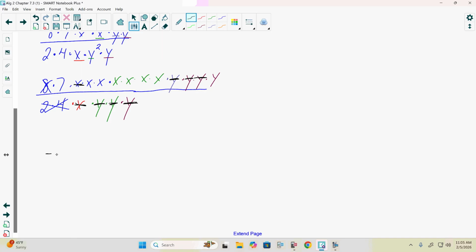On top, we have the 7, yes? We have x to the 1, 2, 3, 4, 5, 6, and I do have y to the first, yes? Is there anything left on bottom? Well, yes and no. No, there's nothing written, so it's been reduced to 1. We don't have to write the 1. So the final answer is 7x to the 6th y. Okay?